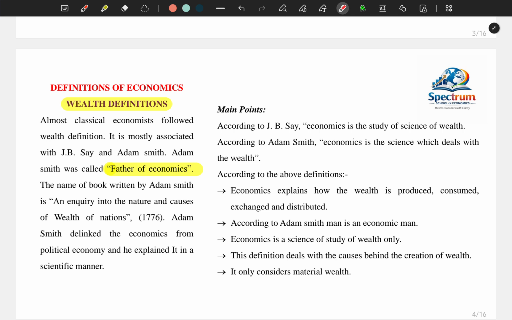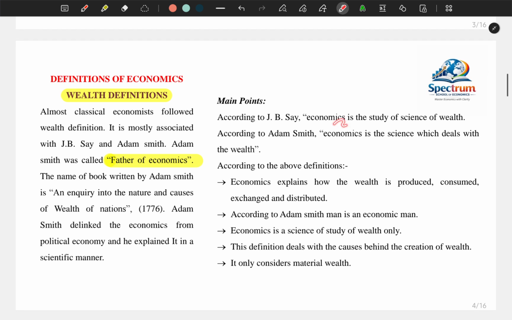When some definitions are very prominent, we have to keep in mind some things related to those particular definitions. According to J.B. Say, economics is the study or science of wealth. Just write in your notes: science of wealth. Then according to Adam Smith, economics is the science which deals with wealth. So this wealth definition tells us that economics is studying wealth.